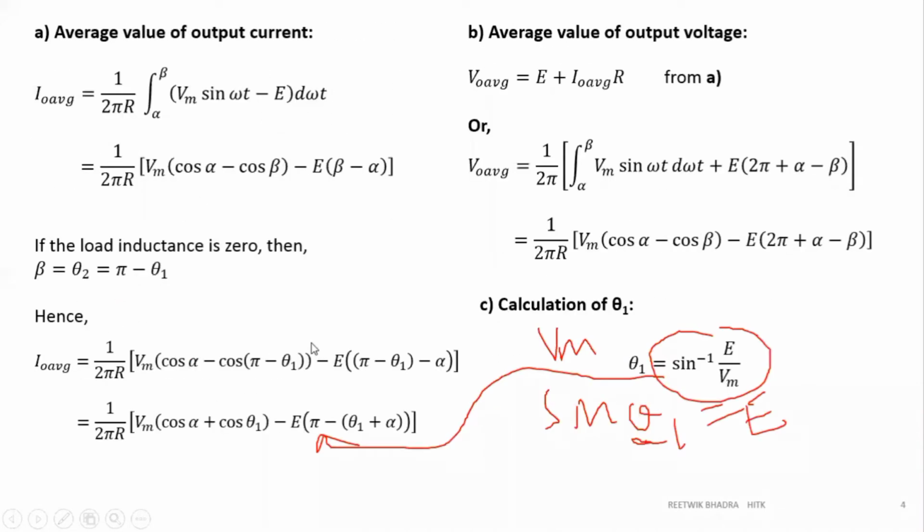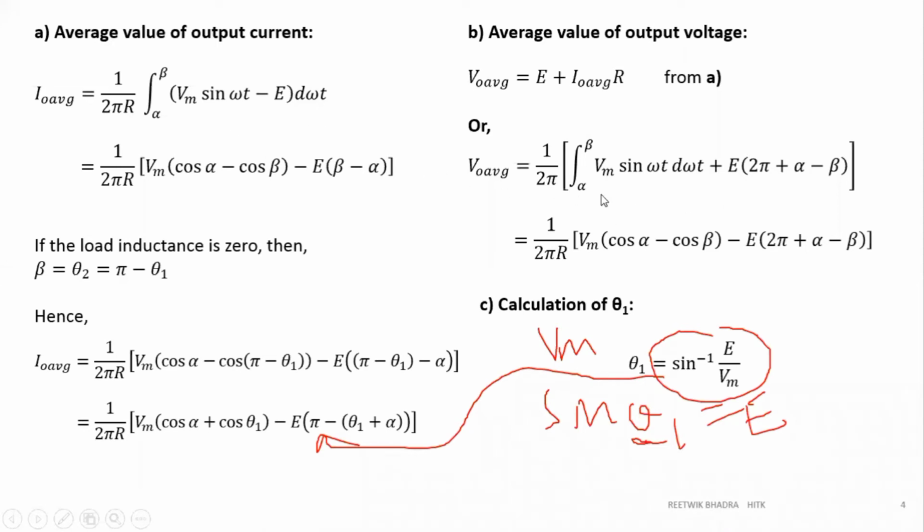This C and D formula doesn't go with this RLE load. For any type of converter with RLE load, the first thing you have to do is find your I0 average, then V0 average is equal to E plus I0 average into R, because there is an extra EMF source E over there. Previously in our RL load, what we had seen, we had written V0 average is equal to I0 average R. Now I0 average is calculated already over here. You multiply with R and add E. Ultimately, you will get this equation. Okay, you can do the calculation from here also.